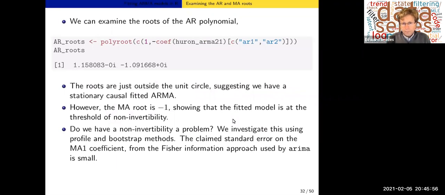So the natural first thing to do is to examine the roots, and the AR roots are just outside the unit circle. So we have a stationary causal fitted ARMA model, but only just. As we saw from the last slide, the MA root is -1. So the fitted model is at the threshold of non-invertibility, and a question is whether we have a non-invertibility problem.